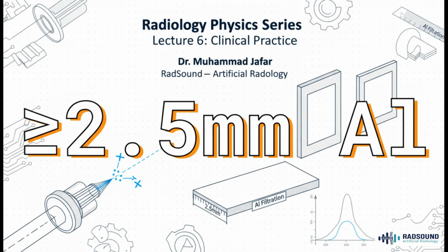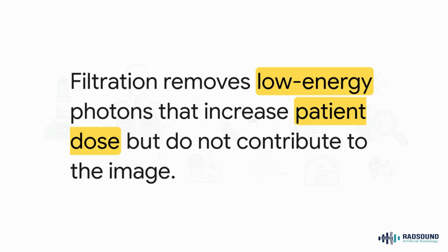Every single X-ray tube has to have at least this much filtration. And the reason for this is purely about patient safety. Think of filtration like a bouncer at a club. It's there to stop the weak, low-energy X-rays. Those are the ones that would just get soaked up by the patient's skin, adding to their dose, but they were never strong enough to make it through to the detector anyway. Filtration hardens the beam, making it safer and more efficient.